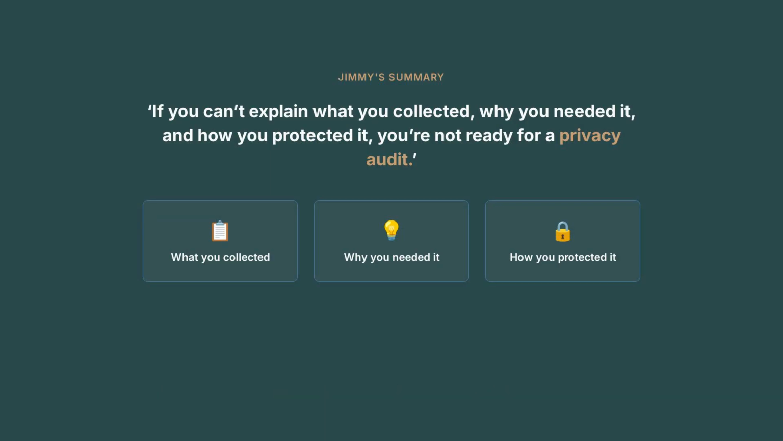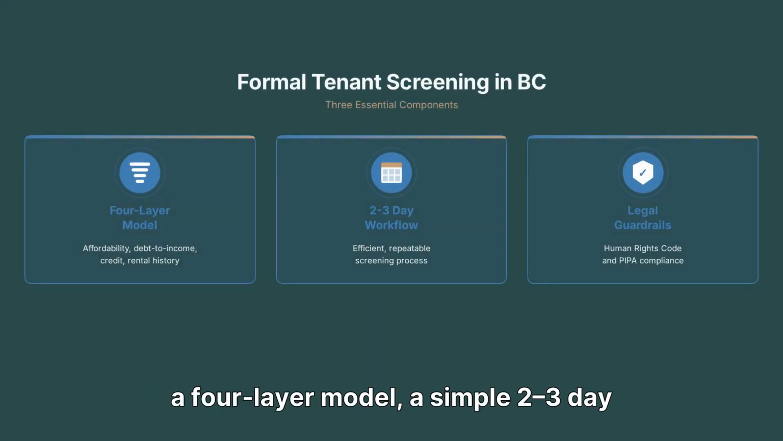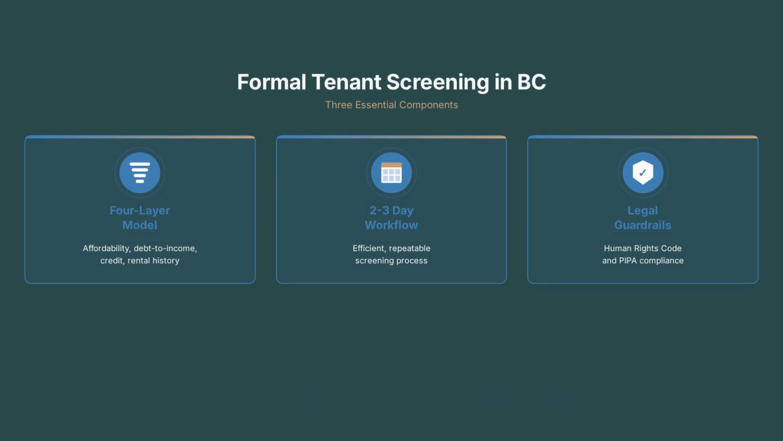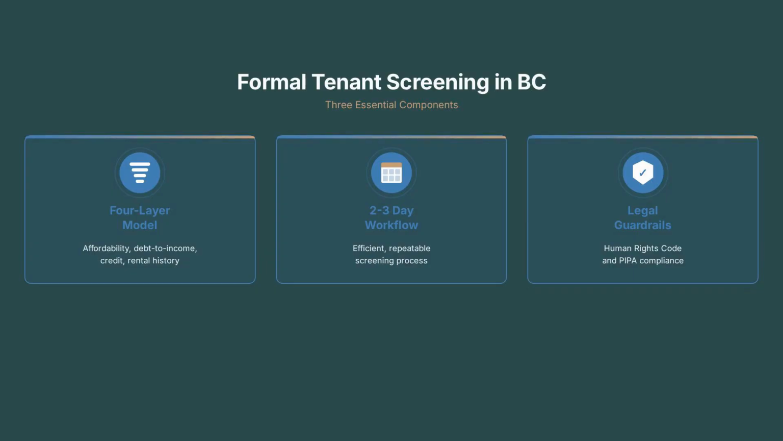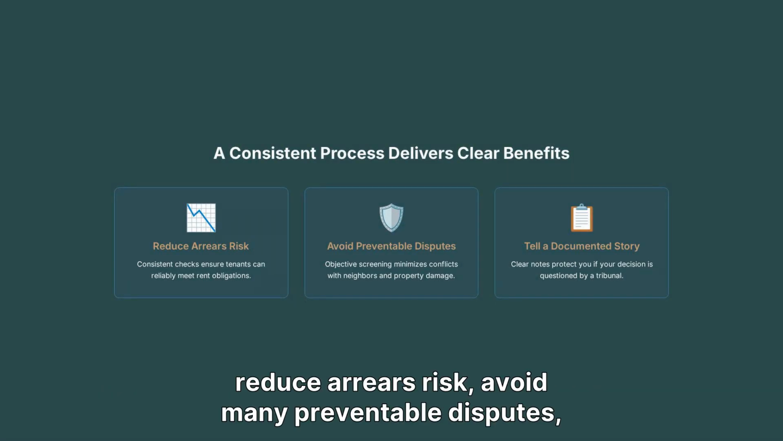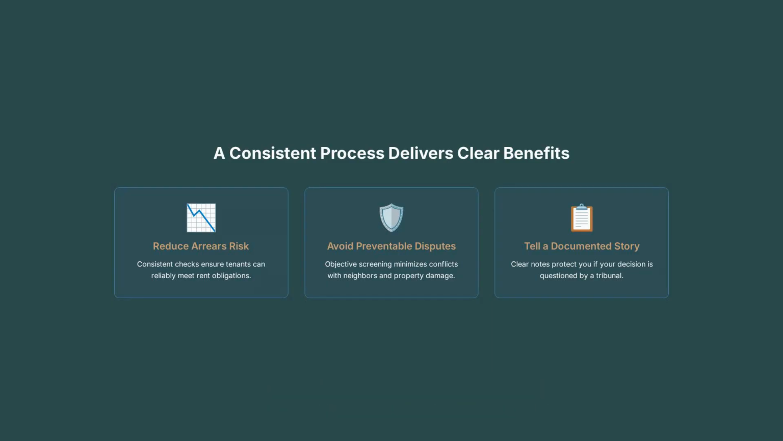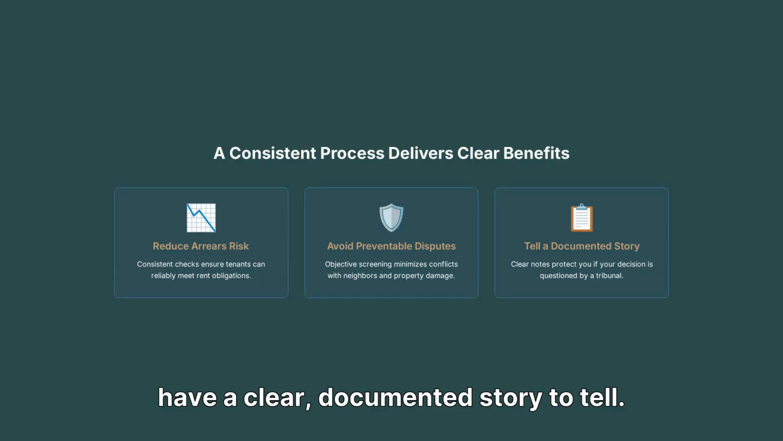So that's formal tenant screening in BC, a 4-layer model, a simple 2 to 3 day workflow, and clear guardrails from the Human Rights Code and PIPA. When you follow this process consistently, you reduce arrears risk, avoid many preventable disputes, and if anyone questions your decision, you have a clear, documented story to tell.